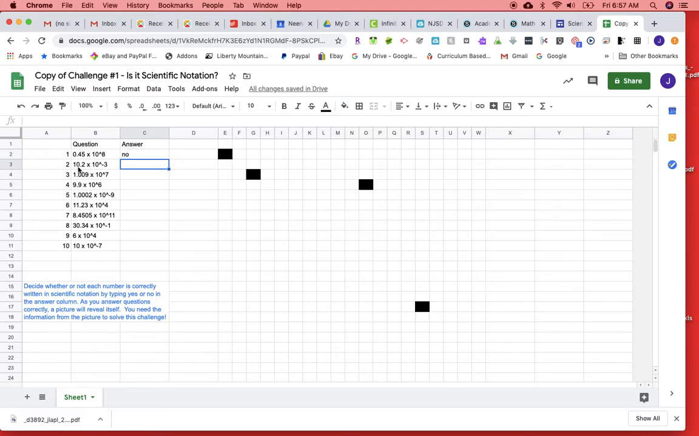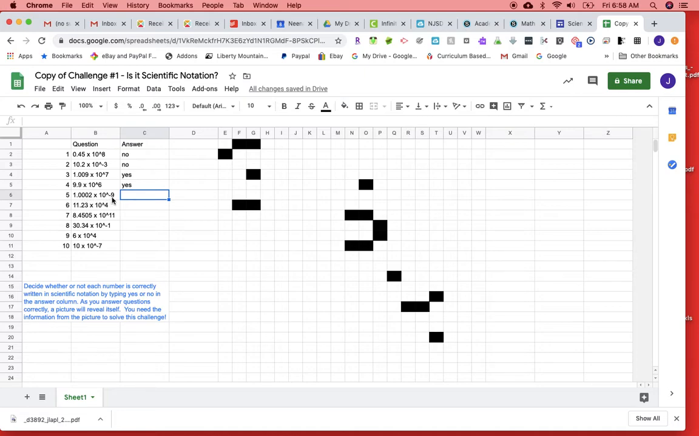10.2. We look at the front number. 10 is too big. It should be a single-digit number between 1 and 10. But it should be 9. Should be the biggest number there. So this would be no. Number 3, look at the front number. It's 1. So yes, that one works. 9.9. Then we look at our exponent times 10 to the 6. Yep, that one's in correct form.